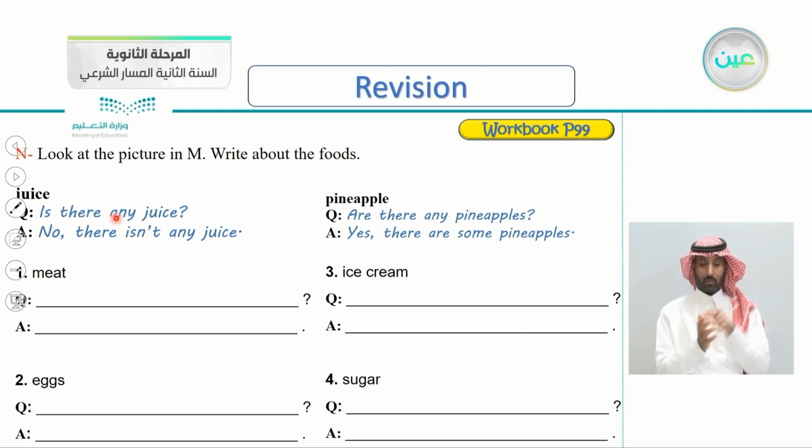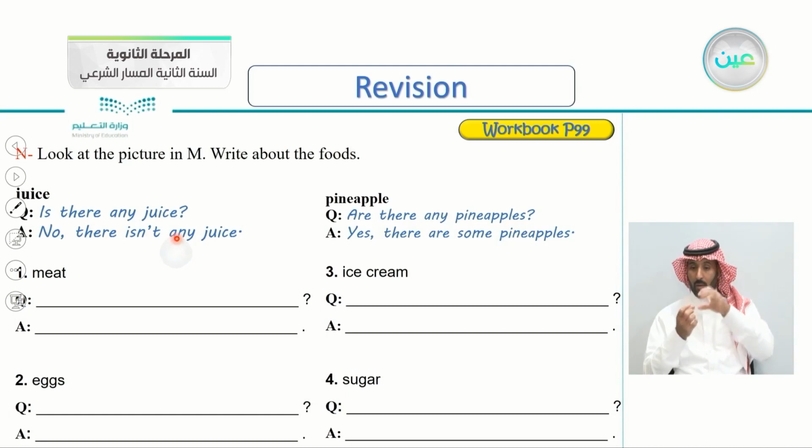Is there any juice? Because any is with question. Very good. No, there isn't any juice. Why did we put any here? Because it is negative. Very good. No, there isn't any juice.